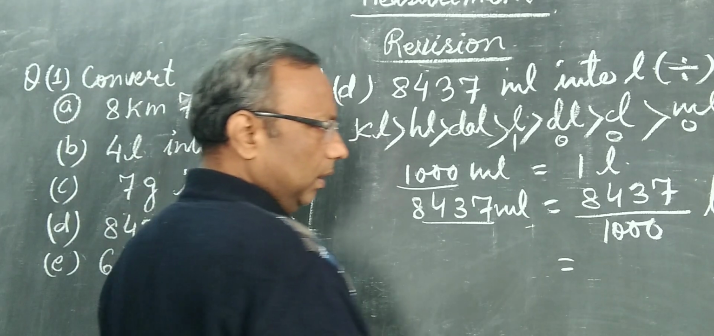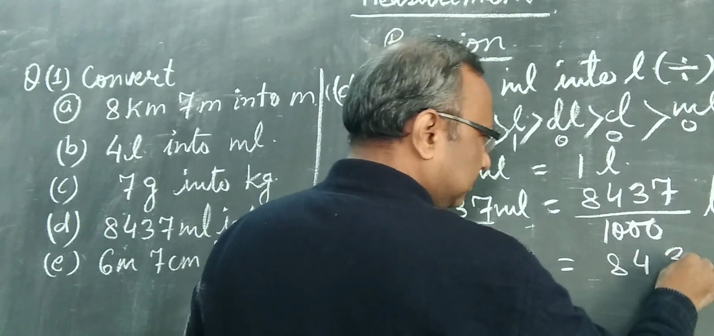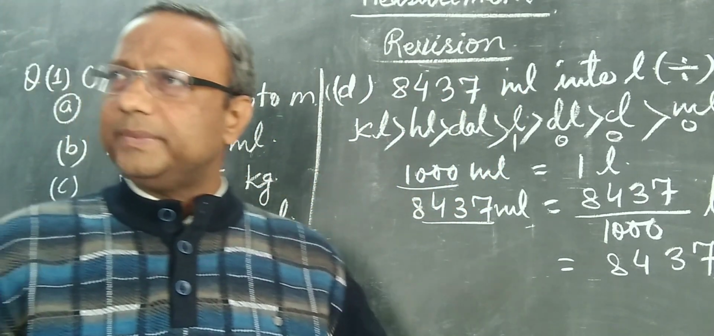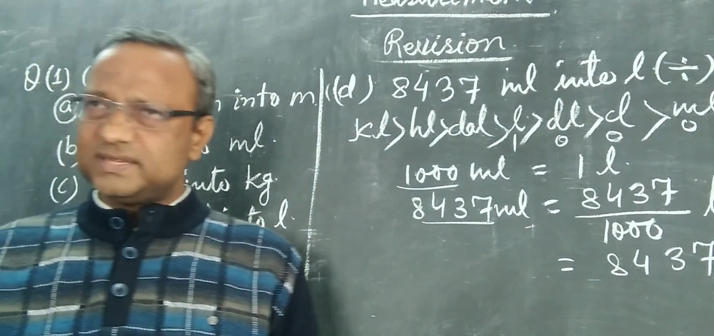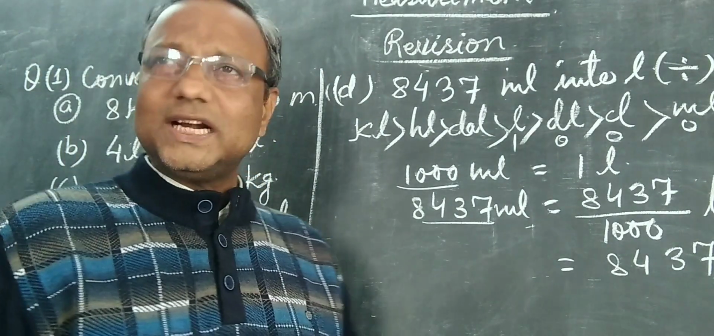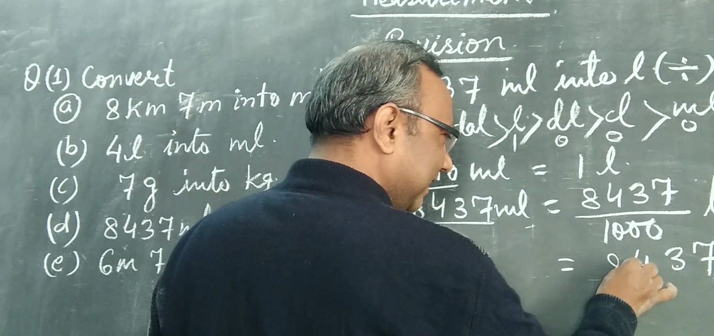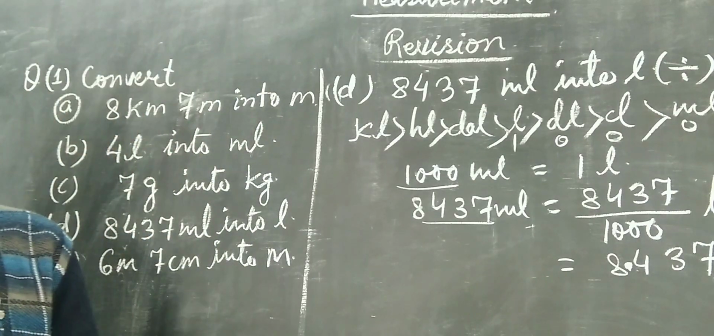Listen. Then we write down the numerator 8437. Then count the number of zeros. How many zeros in the denominator? 3. After how many places will we put the decimal? Sir, 3, from the right side of the number. Yes, sir, right side. 1, 2, 3 will be here. Liter. It's very simple.